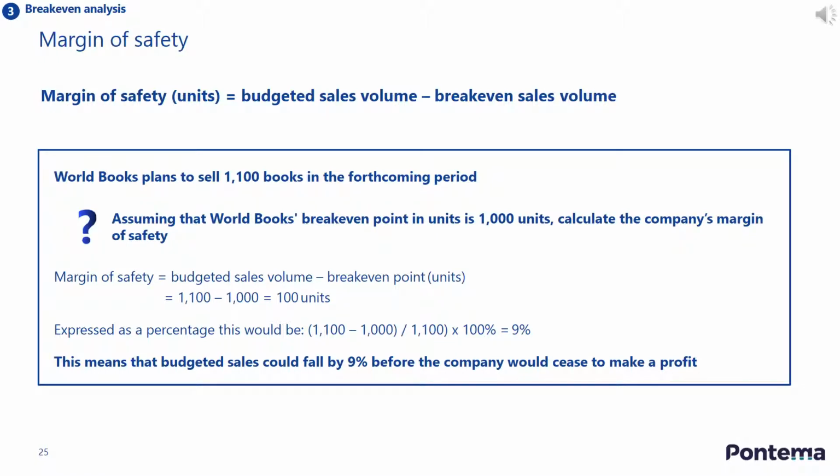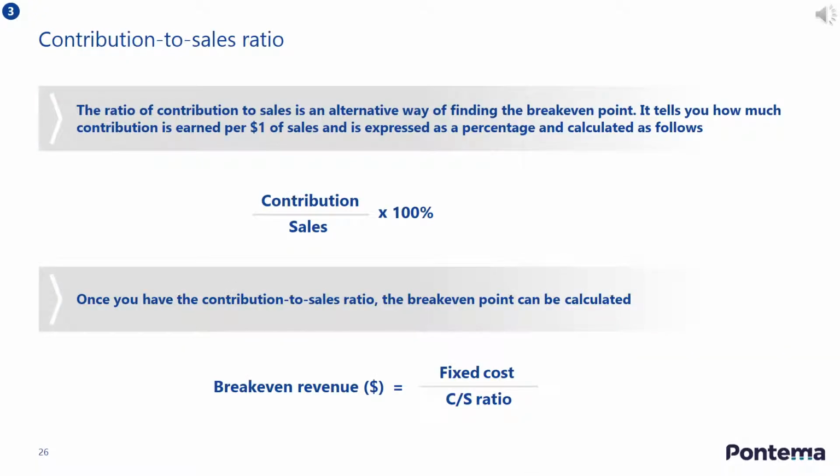The margin of safety refers to the amount of sales over and above the break-even point. In other words, it is the amount by which sales could fall before the organization starts making a loss. As shown in the slide example, the margin of safety can be expressed in units or as a percentage.